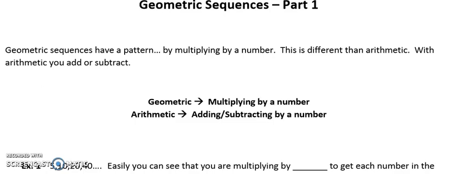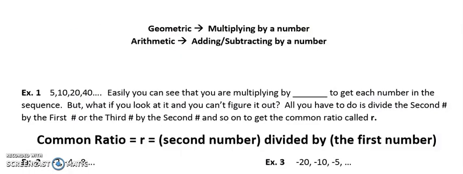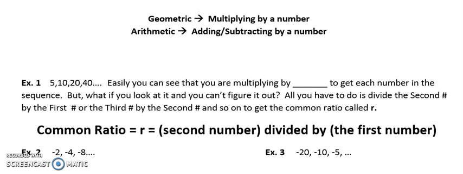Let's get it going. Okay, so geometric sequences are different from arithmetic ones. Arithmetic sequences are a pattern, and it's by adding something each time or subtracting something each time. Whereas a geometric has to do with multiplying by something each time. It could be a fraction, it could be a big number, like a whole number. So that's what it's about.